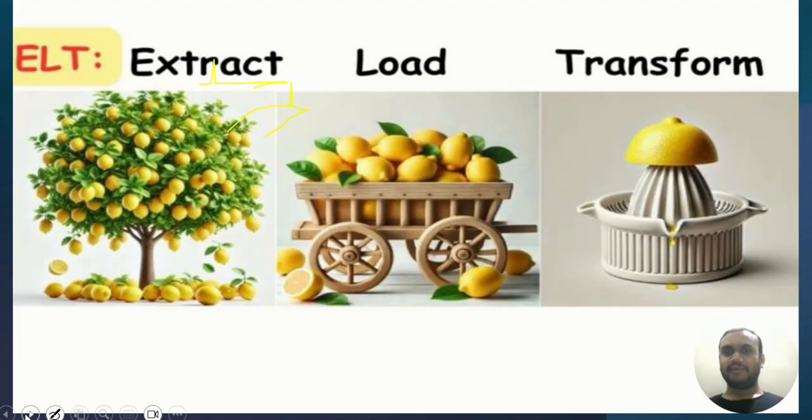While in ELT, you are extracting the lemons, you are loading them into some trolleys, and then you are selling them to people. Based on their requirement, either they are taking out the juice, they are directly eating the lemons, or whatever they want. They are doing it with their product. Basically, they are transforming it based on their requirement. They are not forced to use lemon juice only. We have given the raw data to them, and now they can do whatever they want. So let's see the difference between ETL and ELT.